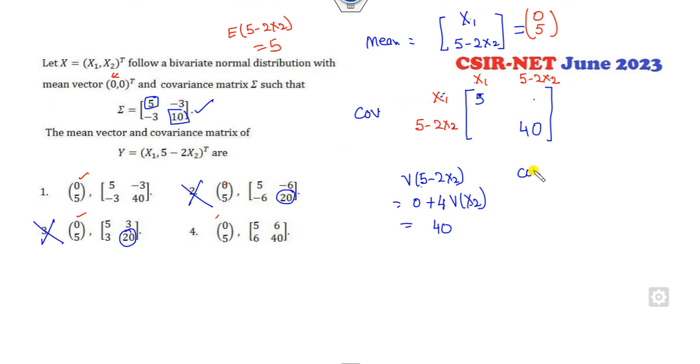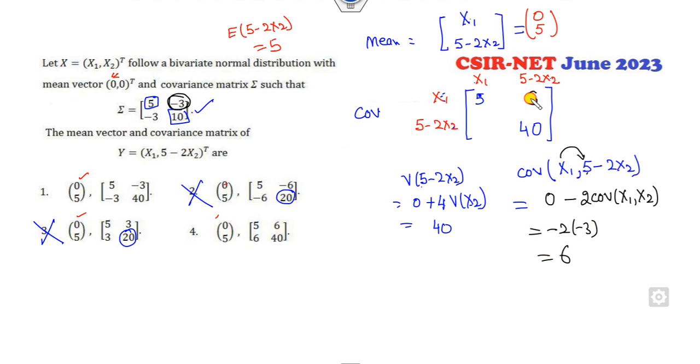What is that? This is the covariance of x1 comma 5 minus 2x2. Now when you take this value, because the constant value is 0, it's minus 2 times covariance of x1 comma x2. Covariance of x1 comma x2 is minus 3, so it is plus 6. Now because of the symmetric matrix, it is always 6. So that D is the right answer. Rest options are cancelled.